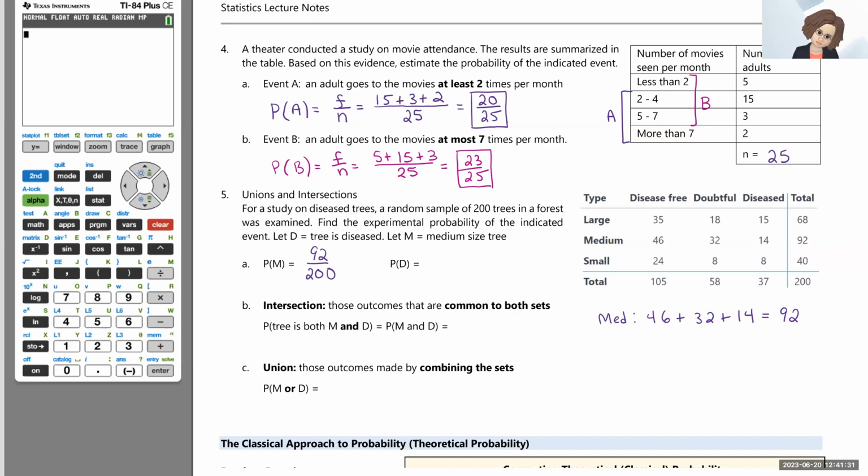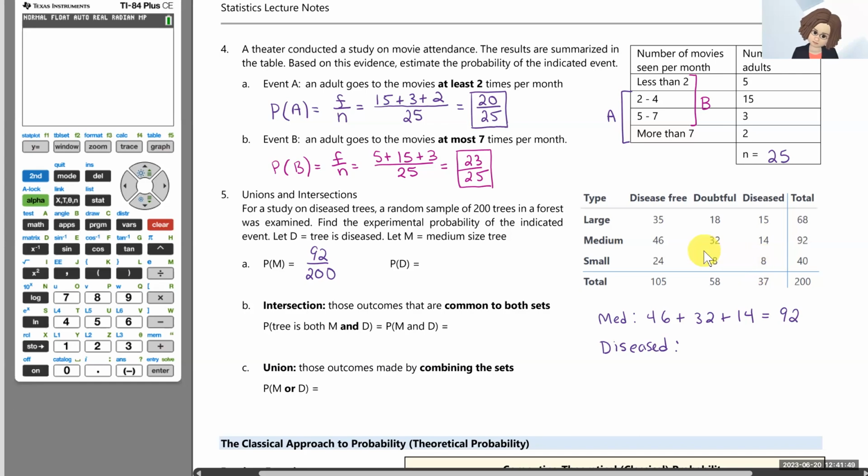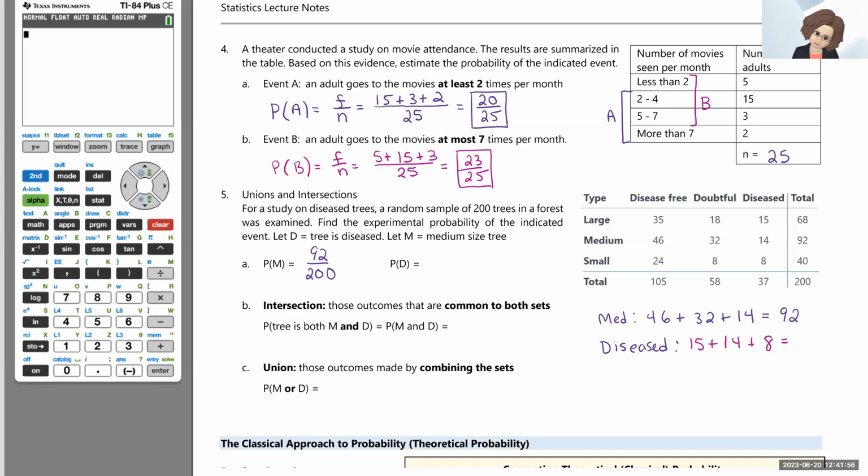And then the probability of a diseased tree. So let me go ahead and also just make a note here of where they got that value, the total. So now we're looking at the diseased column. So 15 plus 14 plus 8. So I'm just going to switch color here. So 15 plus 14 plus 8. And they added that for us and got 37. So the experimental probability of a diseased tree, 37 out of 200.